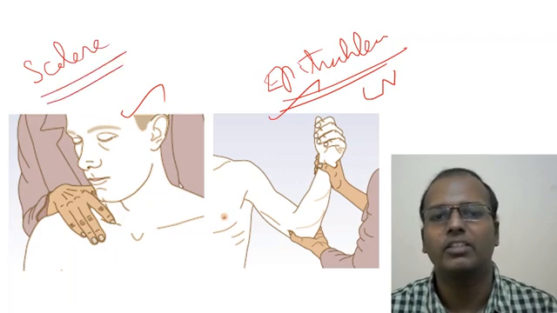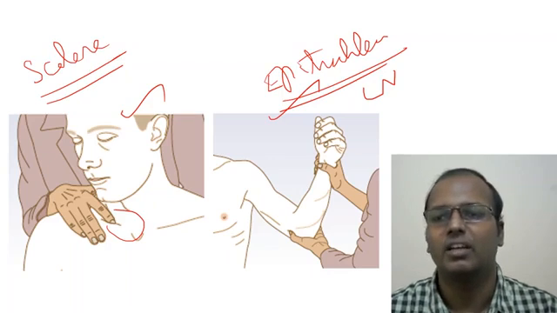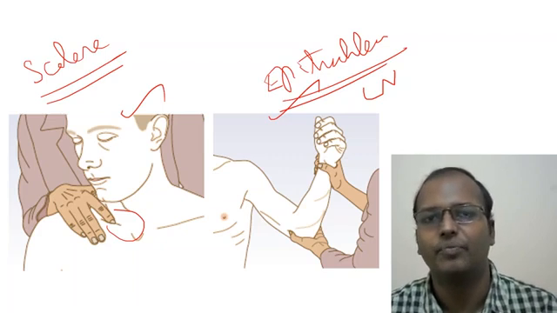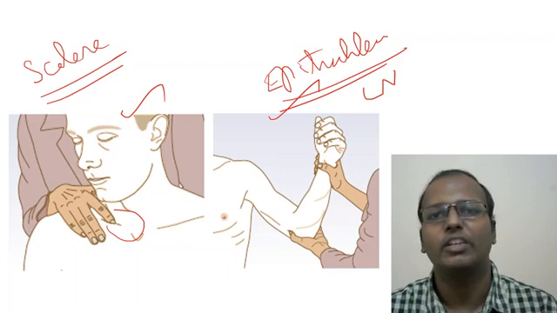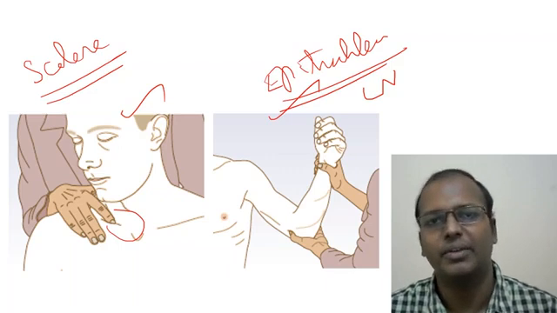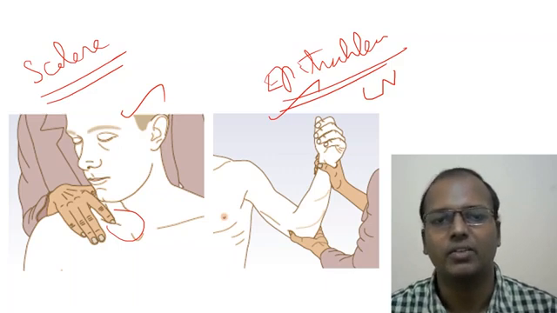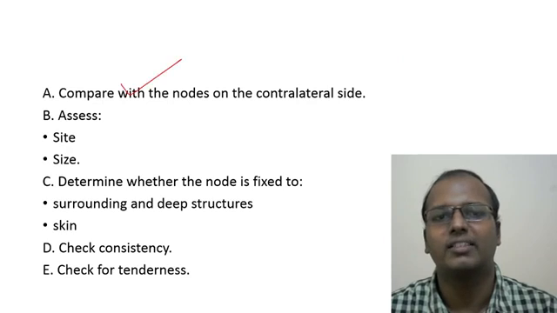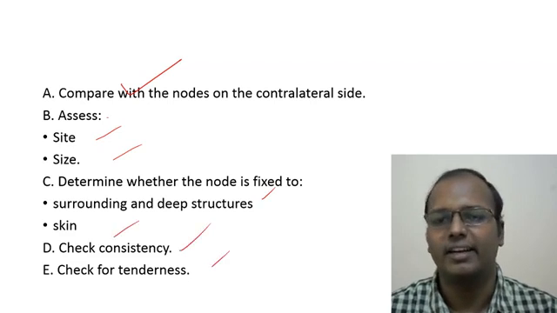Scalene lymph node, where you will insinuate your finger between the two heads of the sternocleidomastoid, and you can check for nodes. It is early to be involved in tuberculosis, so scalene node examination is very important. You go behind the patient, insinuate the finger between the two heads of the sternocleidomastoid, after asking the patient to turn towards the side of examination. That's very important. Compare the nodes with the contralateral side, assess the size, determine whether the node is fixed to surrounding tissue or the skin, check the consistency and check for tenderness.